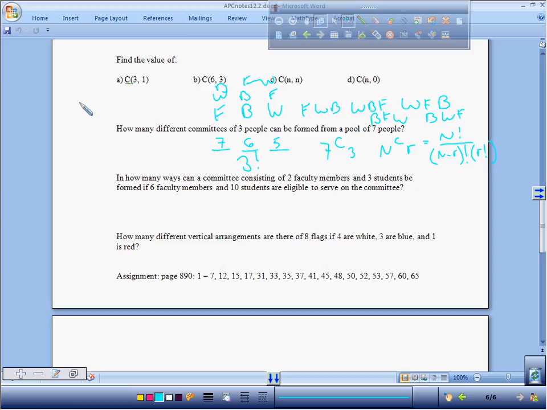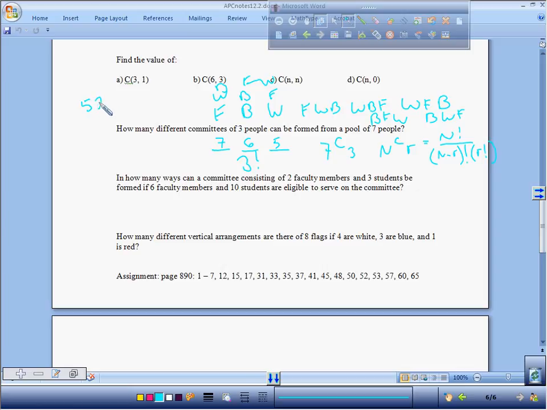So like if you're choosing card hands, how many different 5-card hands could you have?